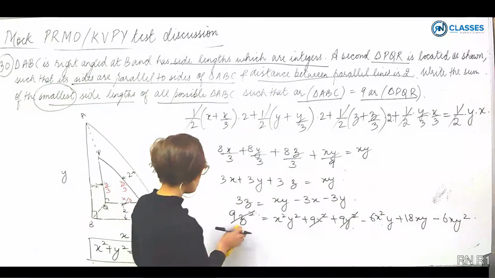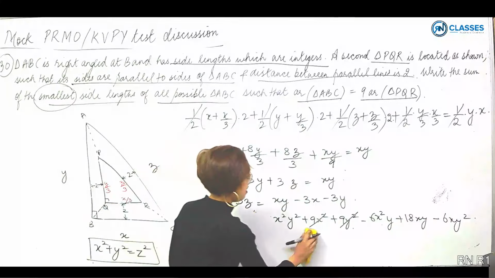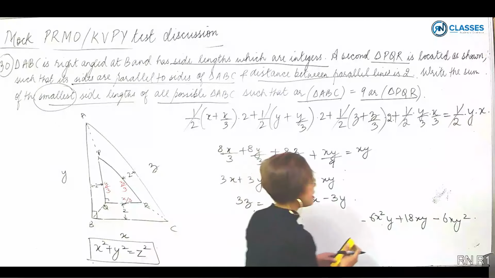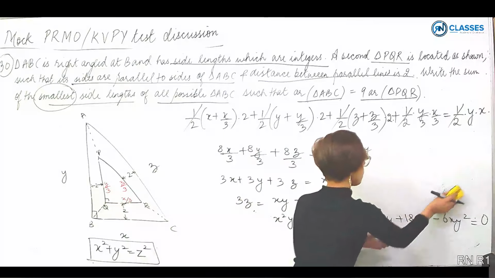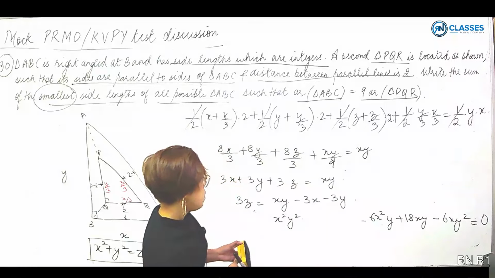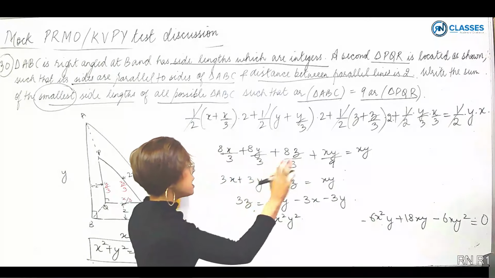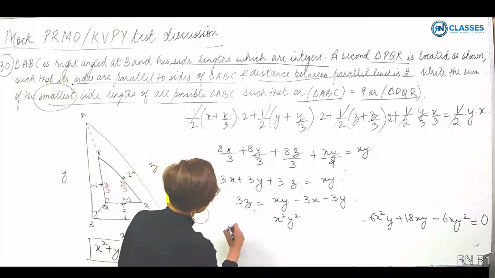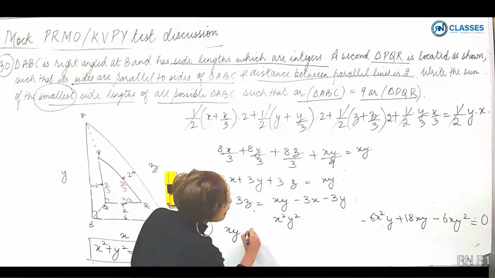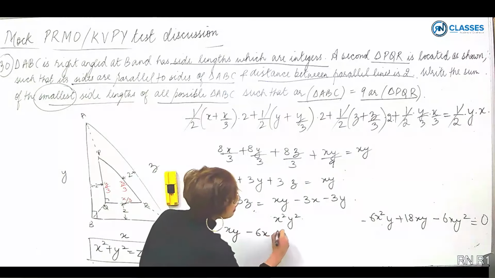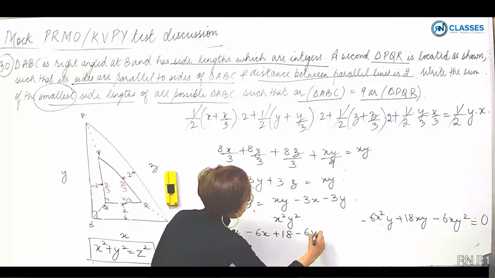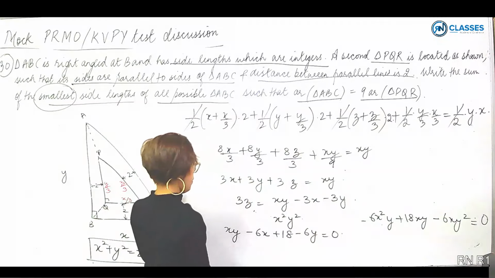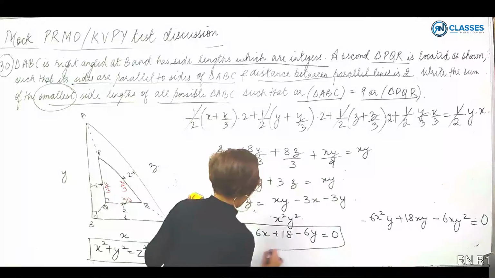That's fine, I did that. So cancel it out, this is equal to 0. Also, xy is common. Take xy common and cancel it out because of course xy cannot be 0. So this becomes xy minus 6x plus 18 minus 6y equal to 0. This is the equation.